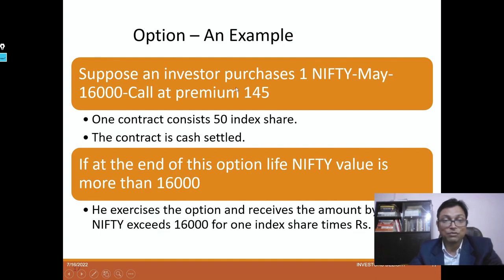Suppose an investor purchases one Nifty 16,000 call at premium 145. Then one contract consists of 50 index shares and the contract is cash settled. If at the end of the option life the Nifty value is more than 16,000, he exercises the option and receives the amount by which Nifty exceeds 16,000 for one index share times 50, because the contract size is 50.